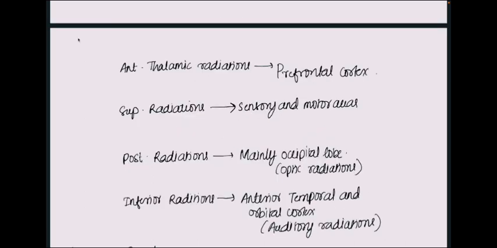The anterior thalamic radiation reaches the prefrontal cortex. The superior radiation reaches the sensory and motor areas of the cortex. The posterior radiation reaches the occipital lobe, mainly the primary visual area. The optic radiations, which are part of the optic pathway, pass through the posterior radiation. The inferior radiation reaches the temporal lobe, mainly the primary auditory area. The auditory radiations, which are part of the auditory pathway, pass through the inferior radiation.